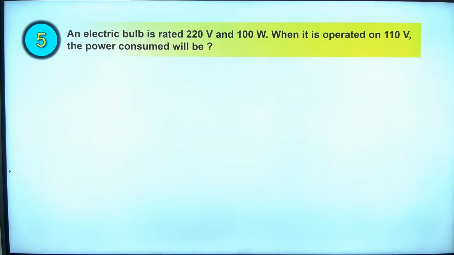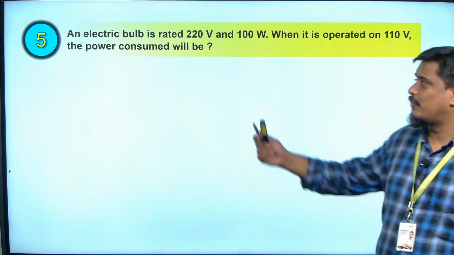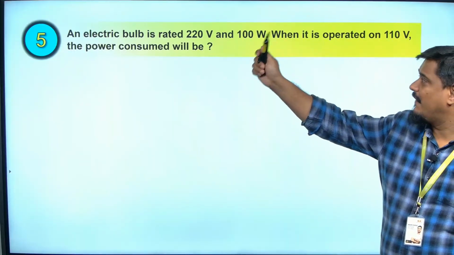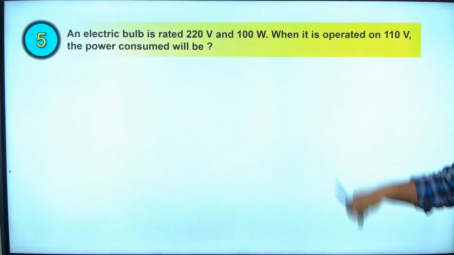I is constant, isn't it? So P is equal to VI. So from there you will find the value of I, and that I you will use and find the value of P. Simple.